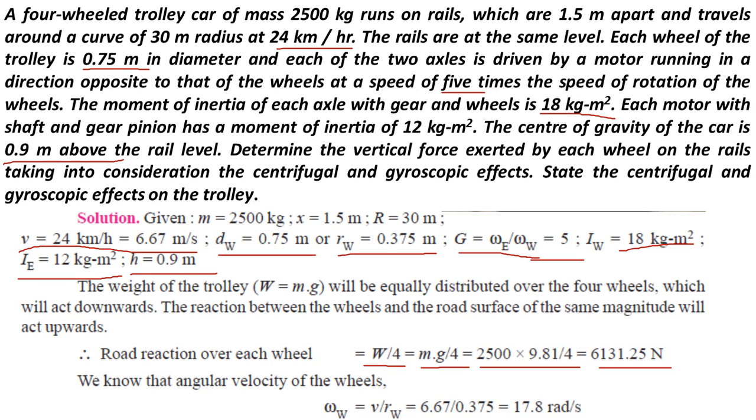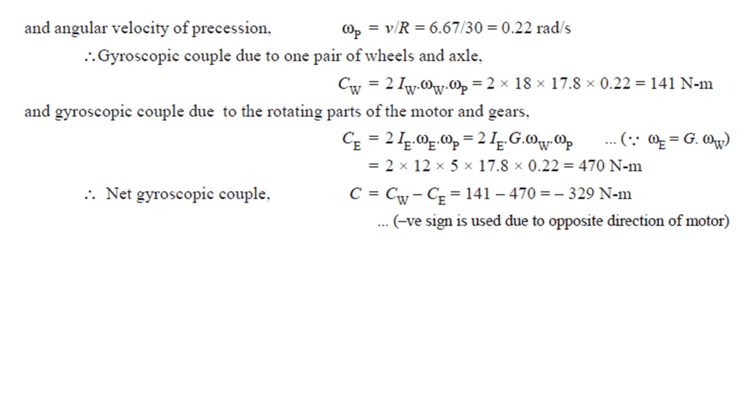And you know that angular velocity omega w will be nothing but v by rw. Velocity is known to you, and rw is also known to you, so you get the value as 17.8 radians per second. Then angular velocity of precession omega p can be calculated by v by r, so you get 6.67 divided by 30, we get 0.22 radians per second.